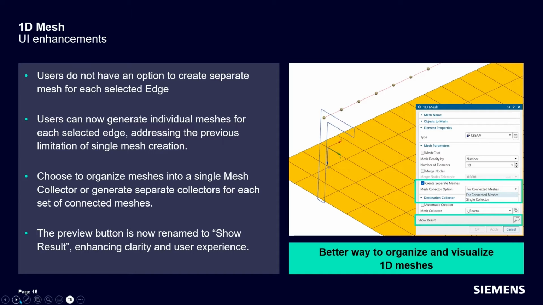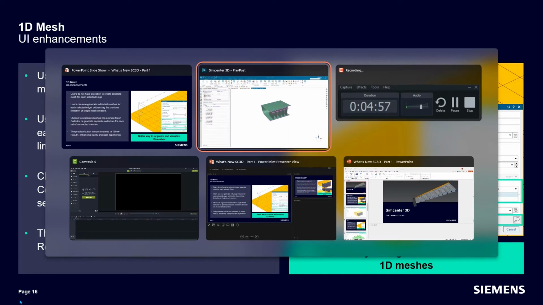If you take a look at the screenshot attached here, we have a new option that says create separate meshes, and you have two different options: connected meshes and single collector. We also have some enhancements made to show result. In the previous version it was called preview, which is now renamed to show result, which enhances the clarity and some user experience. So let's take a look at this command in action as well.